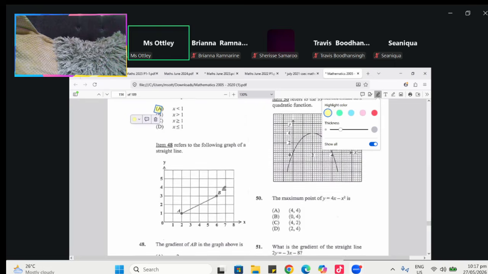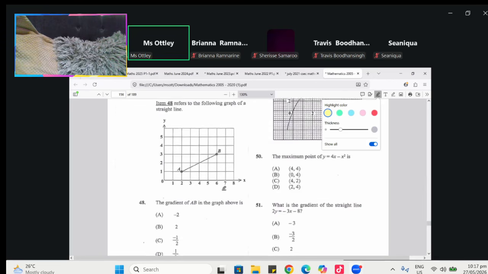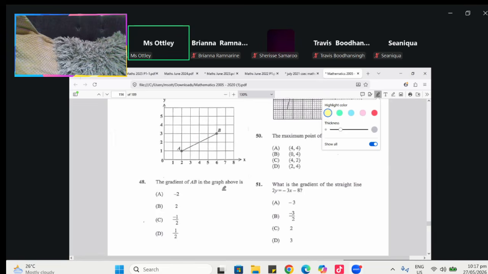Item 48 refers to the straight line graph. They want us to find the gradient of AB.